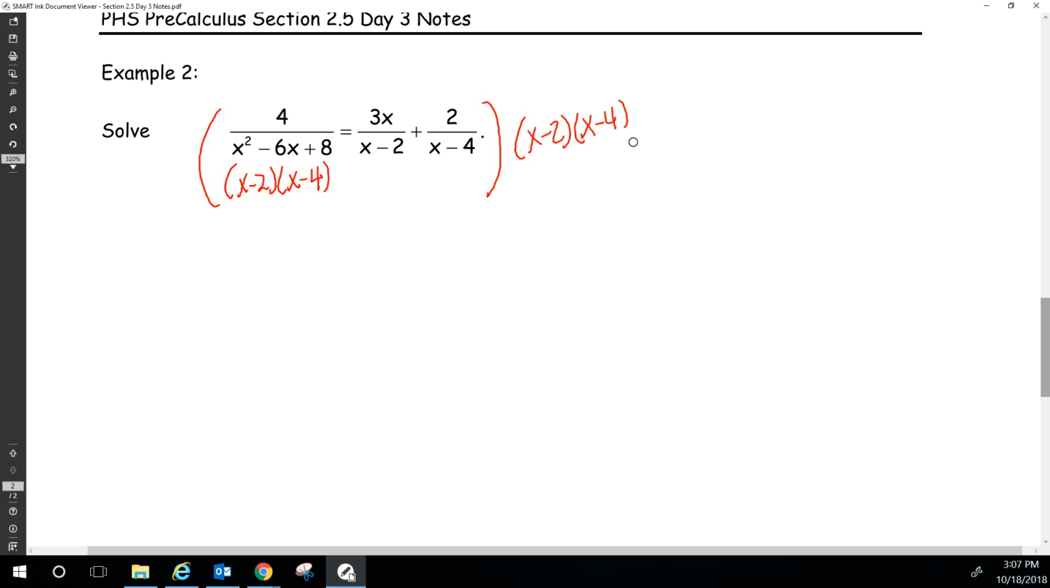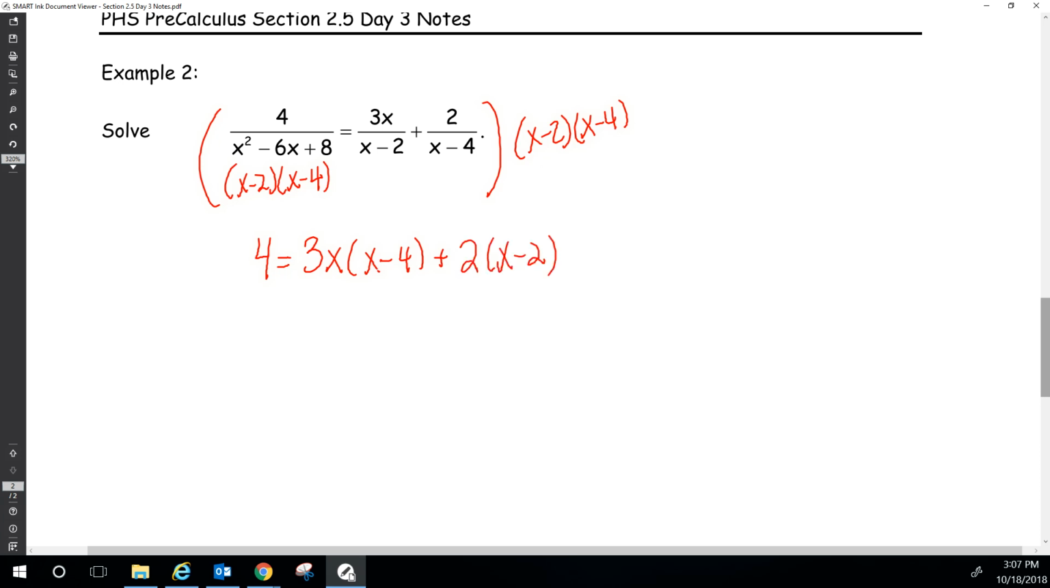So when I multiply this times this equation here, the x minus 2 and the x minus 4 cancel out, and I just have 4 left over. When I multiply my common denominator times my first fraction on the other side of the equal sign, notice your x minus 2's would cancel out, so you just have 3x times x minus 4. And then plus, this time when I multiply times my common denominator, notice the x minus 4 cancels out, so I've got 2 times x minus 2.